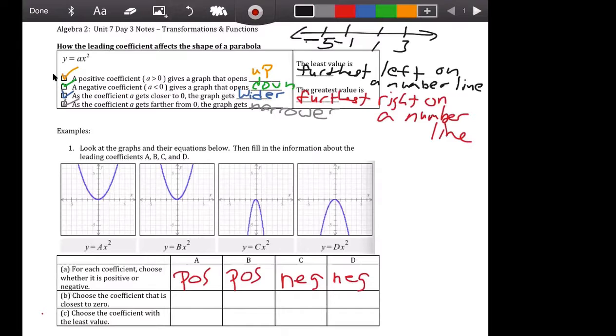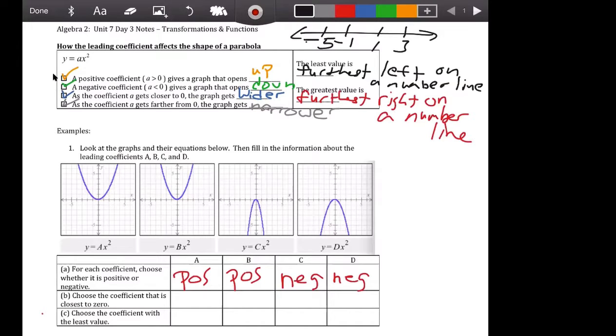Question B says, choose the coefficient that's closest to 0. Remember, closest to 0 is closest to a horizontal line. So up here, closer to 0, it's wider. So what is the widest? It doesn't matter if it's facing down or up. What does matter is how wide it is.